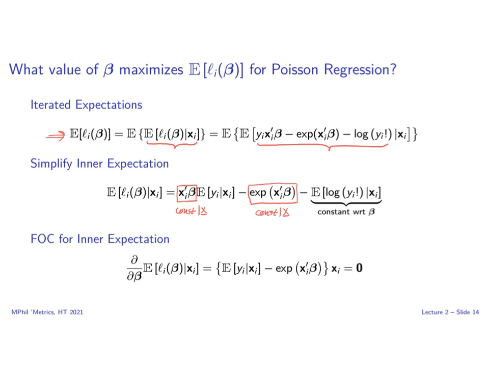And the last term, well, that's a bit complicated. What is that? That's the conditional expectation of the log of the factorial of y given x. I don't know what that's going to be, but what I do know is that it doesn't depend on beta.